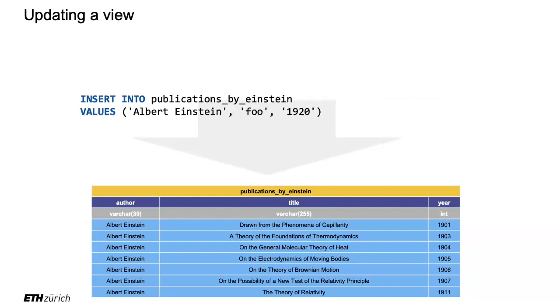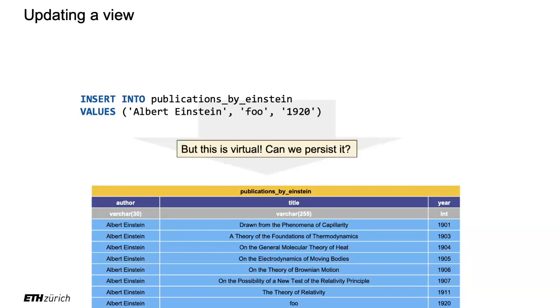For example, imagine that I have this query. I want to modify the view. That's a view, right? It's not a table, it's a view, publications by Einstein. So I want to insert into that view Albert Einstein foo 1920, right? So what I would like to see is a new record, right? This is what I would like to see if that happens. But don't forget it's a view. So how could I modify the original publications table in order to make that happen? What would I need to do in the publications table in order to make that new record appear?